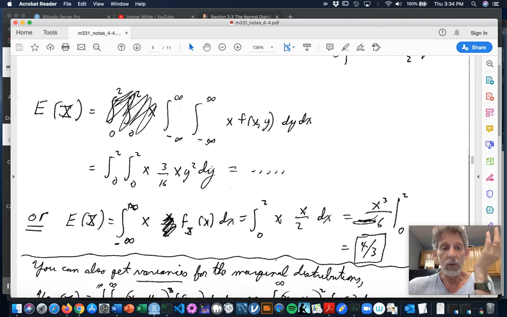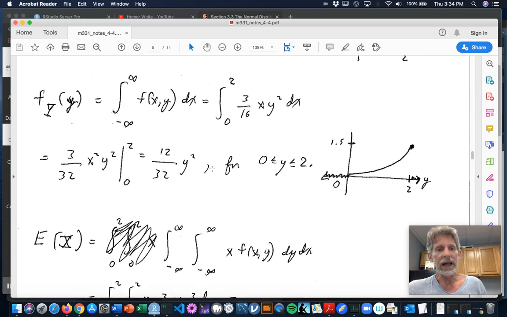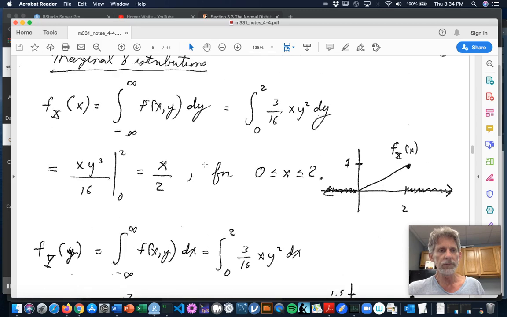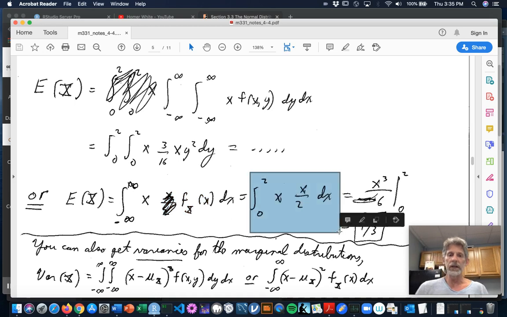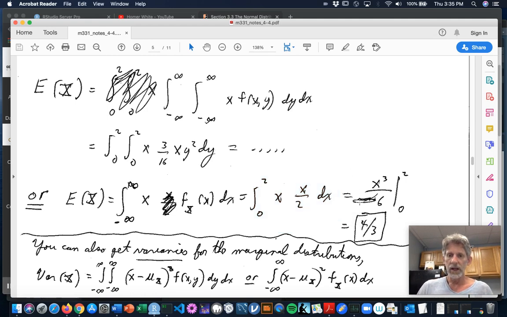So you could do it that way. But hey, if you've already got your marginal for a particular one of the variables, then you could just go the traditional way: integral over all possible values, x times the marginal. So I'll just opt for that way this time, and it ends up being the integral from 0 to 2, x times x over 2. An easy integral to do, and I get 4/3.